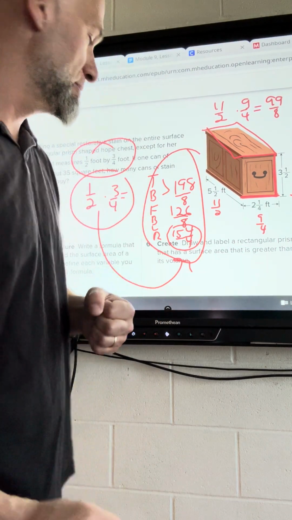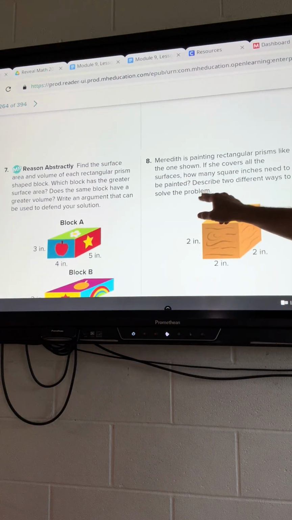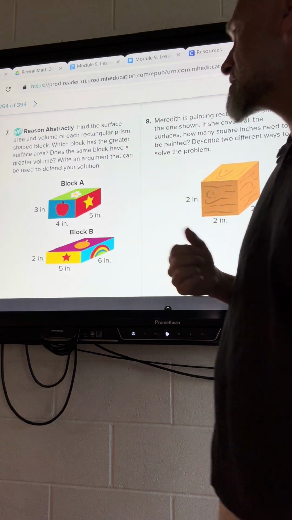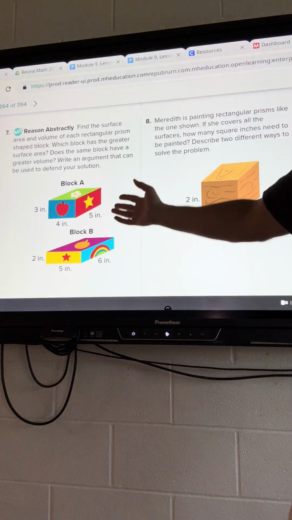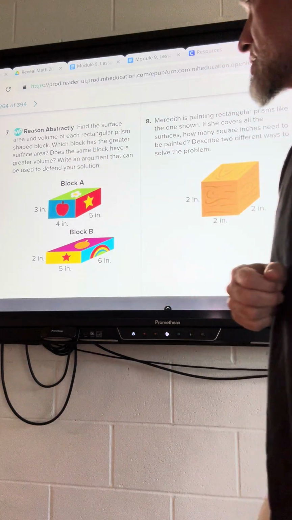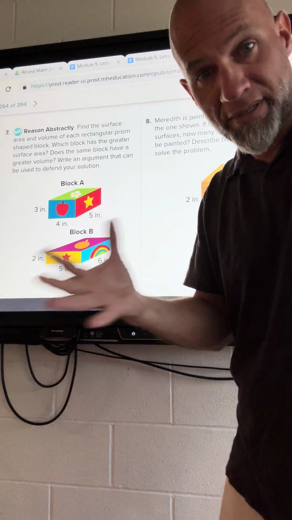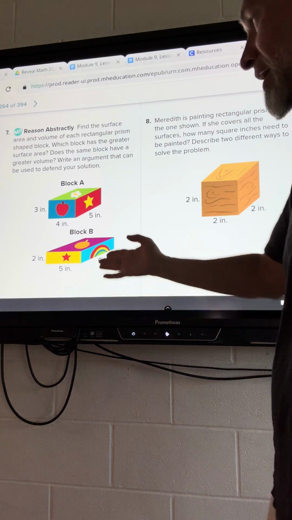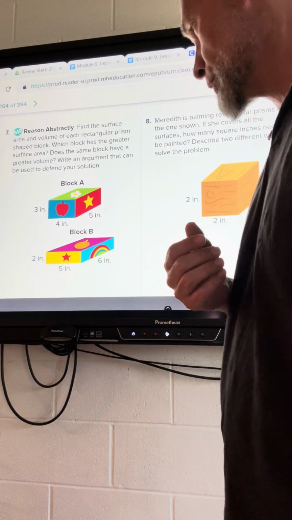You can do it. All right, and then the last one on this one, number 7. Find the surface area and volume of each rectangular prism-shaped block. Which block has the greater surface area? Does the same block have a greater volume? So again, you find the volume and the surface area of each one. You're comparing the surface areas and the volumes of both blocks, okay? So that's all you're doing. And these are all whole numbers, so we should be able to figure that out fairly easily, okay?